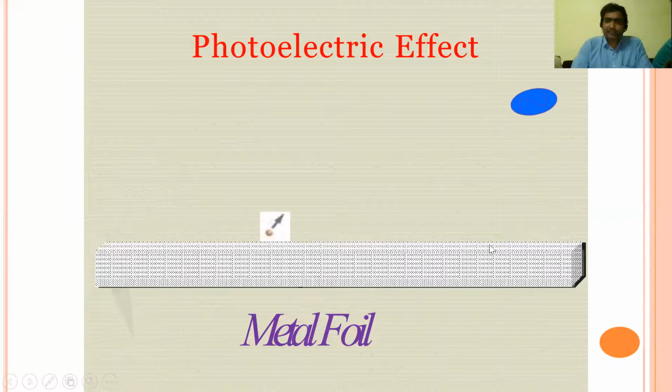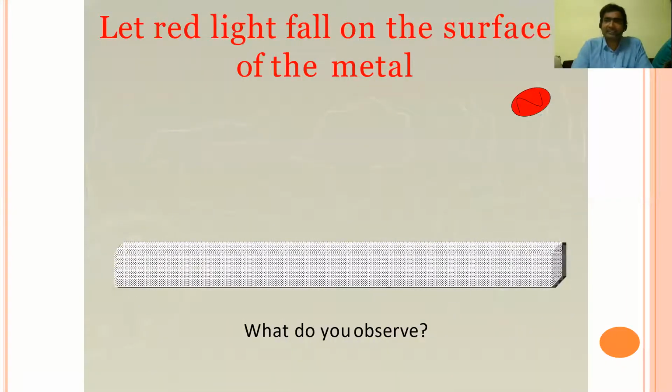Here, what you are able to see, a blue light is falling on this metal foil. What is your observation? An electron is getting ejected, which means the photoelectric effect takes place. Repeat the same process with the red light. So this is a red light or a red photon. So what is a photon? A photon is the particle aspect of light. When this red photon is falling on the metal surface, what is your observation? There is no ejection of electrons. The photoelectric effect does not take place.